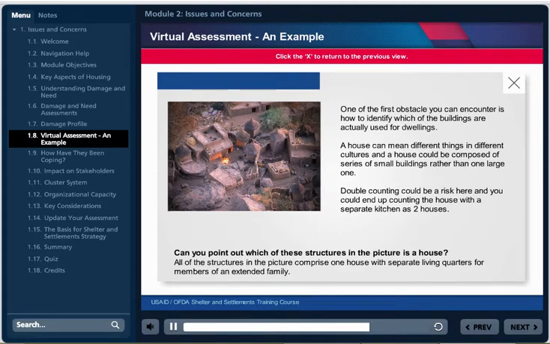Double counting could be a risk here, and you could end up counting the house with a separate kitchen as two houses. Keep in mind that not all covered spaces are for living.